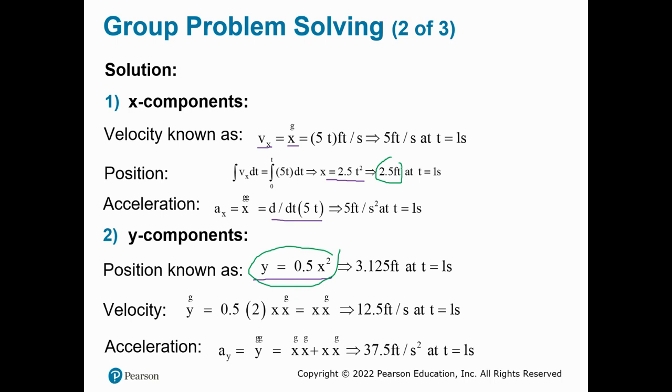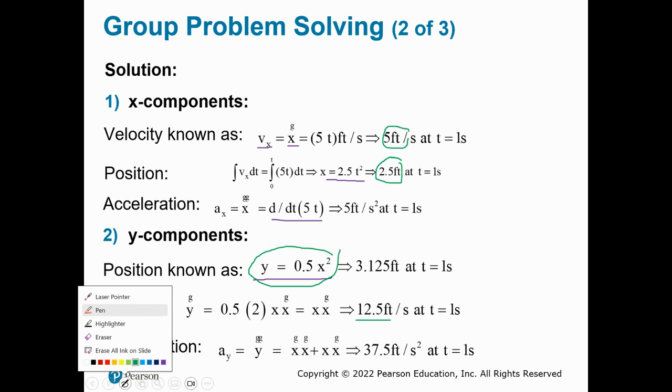Plug it in. There's my x, highlighted in green up here. I have my x from the x component, 2.5. You take 2.5 times x dot, which is this one. That will be x times x dot, 2.5 times 5. That gives me 12.5 feet per second. This is at time t equals 1 second.